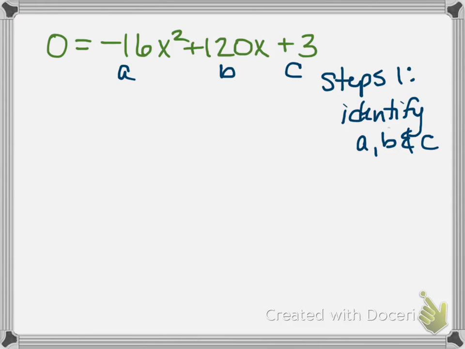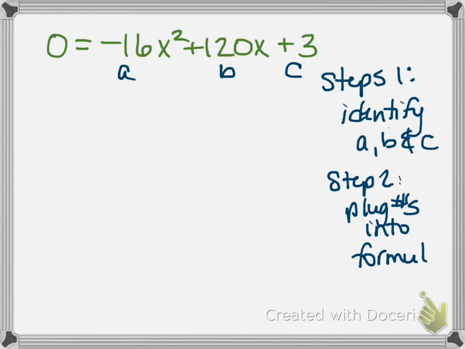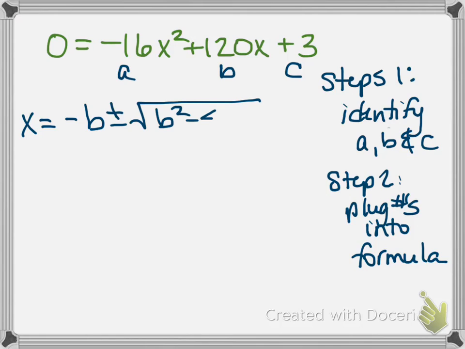Step 2: Plug the numbers into the formula. So let's remember what that formula is. x equals the opposite of b plus or minus the square root of b squared minus 4ac, divided by 2a.